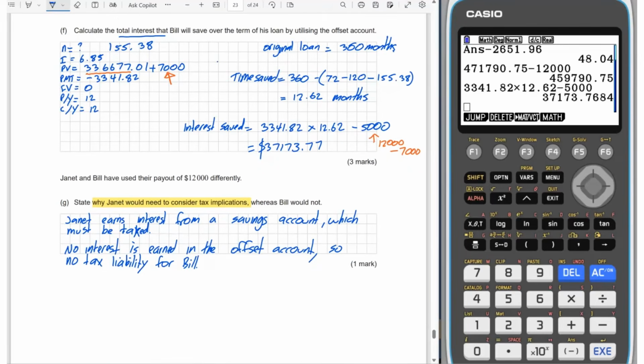The last bit of this question is saying, why would Janet need to consider tax implications, but Bill doesn't? So I've written it in and said, well, Janet put money into a bank account or a savings account, so she earns interest, and when she earns interest, you've got to pay tax. So that's Janet. Whereas Bill, he's just got his money sitting in an offset account. It's not earning interest, it's just reducing the balance of his loan, if you like. So there's no interest that he has to pay, and so there's no tax liability for Bill either. And that's the end of the final question.